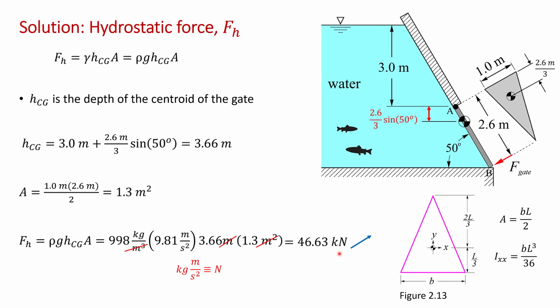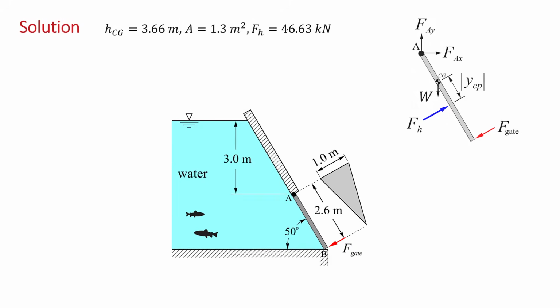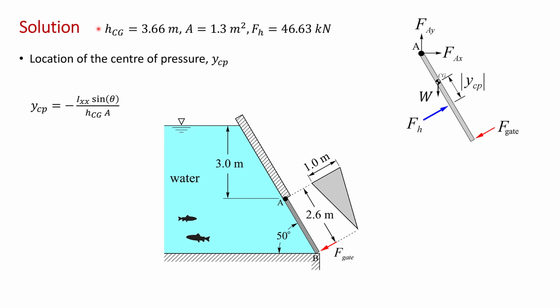And when you multiply it out, that works out to 46.63 kilonewtons. So now we have the total hydrostatic force on the gate. Up here, I've written a few of the calculated variables that we're going to need for the remainder of the problem. Now we can move on and calculate the location of the center of pressure. In other words, find the location where F_H acts.